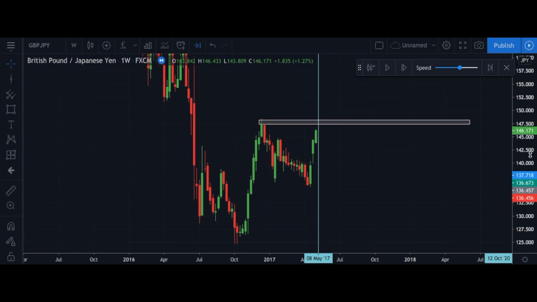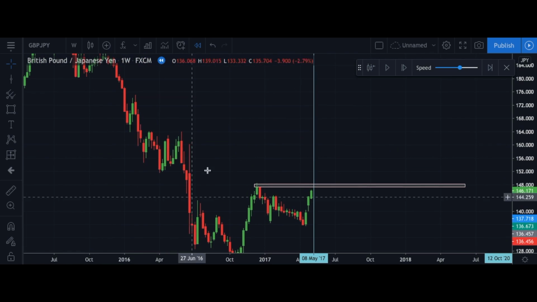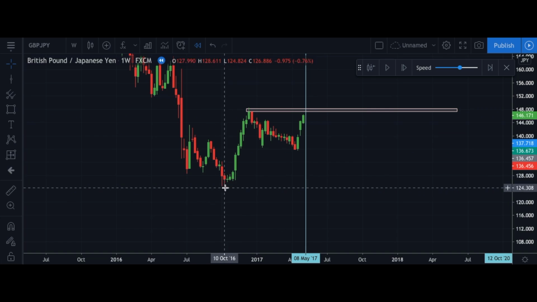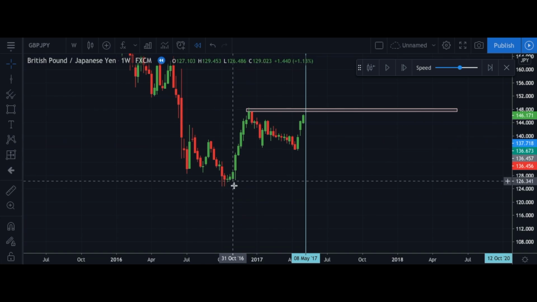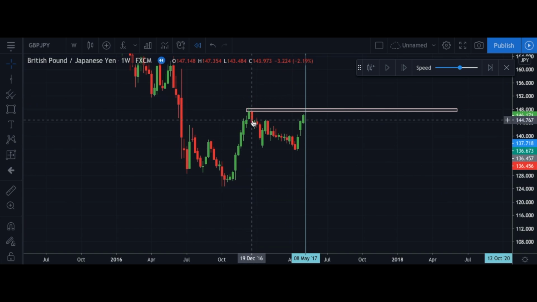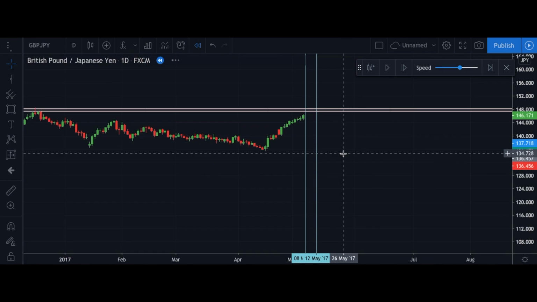I do see that price was in this bearish rally, making lower highs, lower lows, and then it bottomed out here. It pulled up, breaking this lower high, lower low structure, and since then it's retraced, and now it looks like it's pushing up. So I want to see what the daily will show.